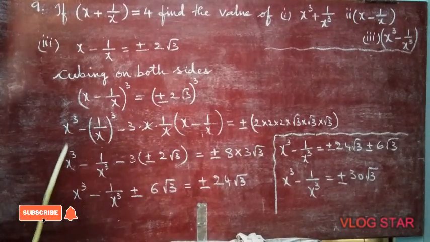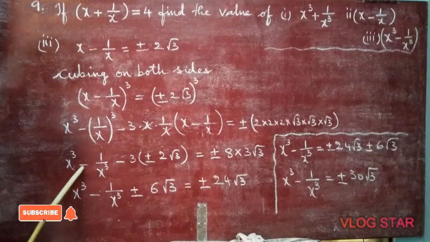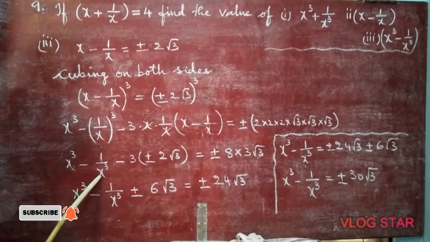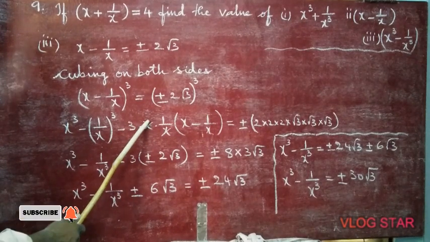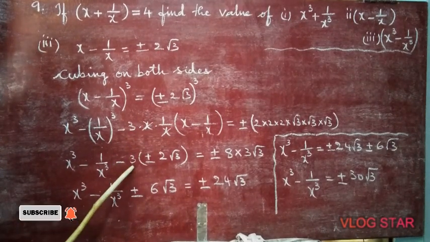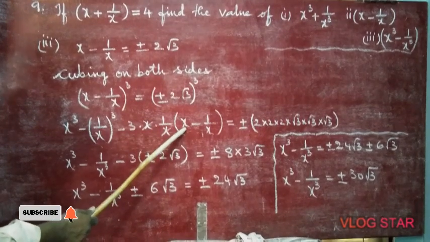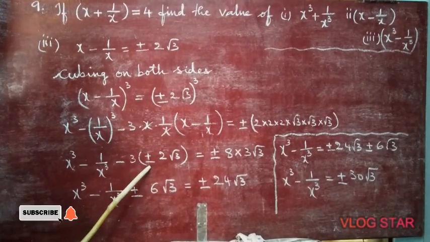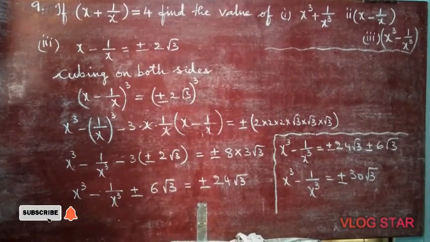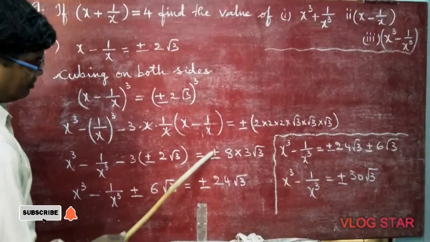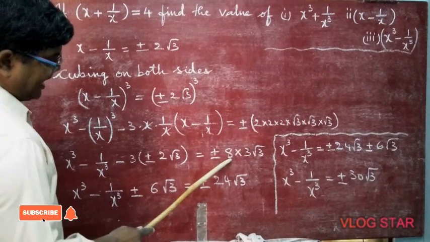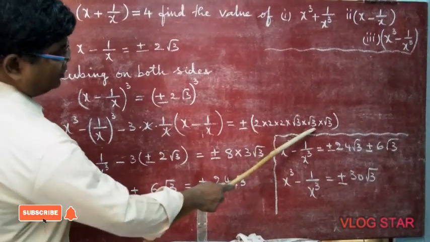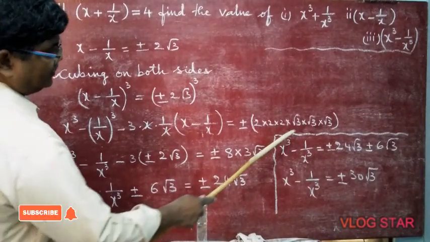So be careful. Now x cube minus 1 cube means 1. Here x cube minus x goes in x one time. 3 ones are 3, 3 ones are 3. So 3 will come. Now I am substituting x minus 1 by x as plus or minus 2 root 3, equal to plus or minus 2 twos 4, 4 twos 8. Root 3 into root 3, 3.